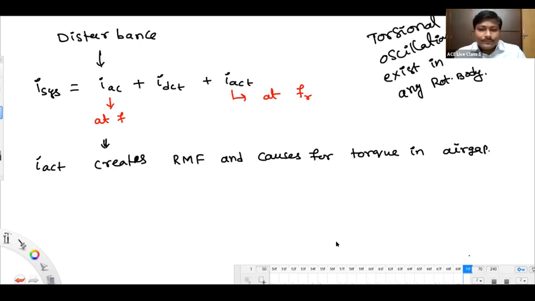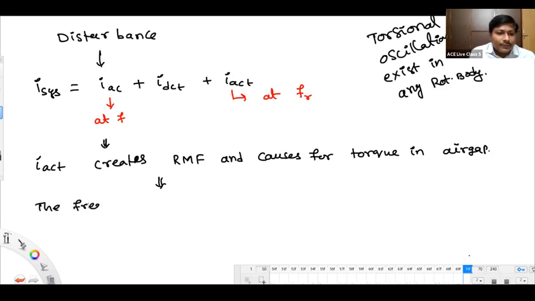Tell me please. Those torsional oscillations will grow. The magnitude of the torsional oscillation will increase. That may cause an undisturbed operation of the rotor, which may cause some sort of mechanical damage in the system. Okay, so I'm writing that statement. Kindly go through it.